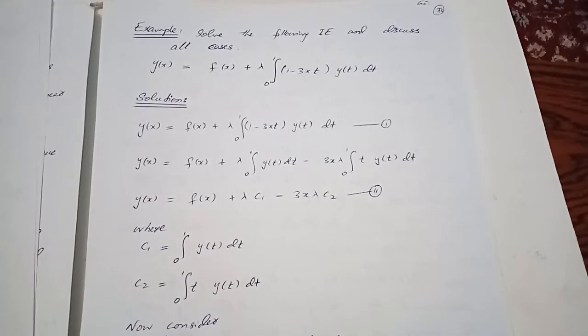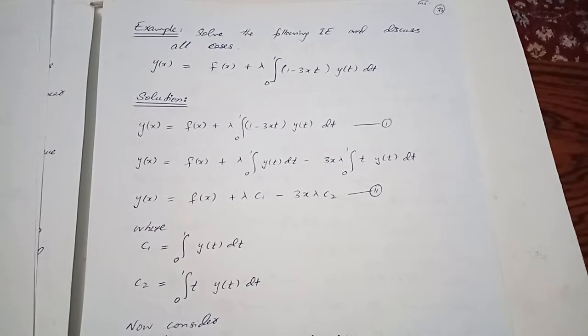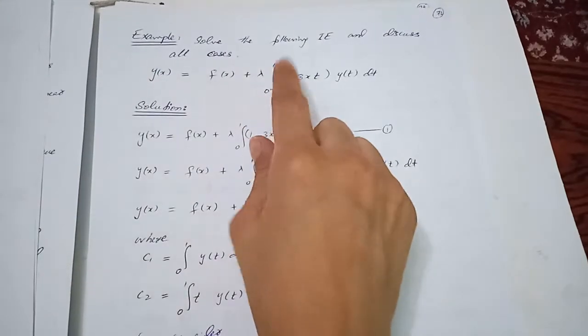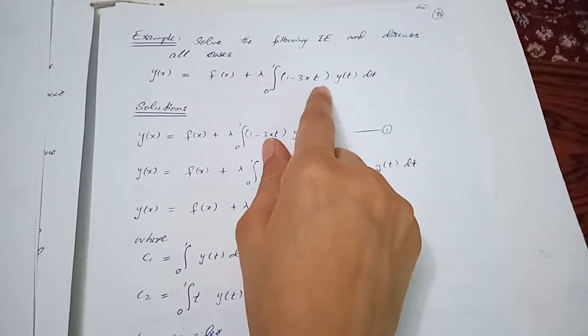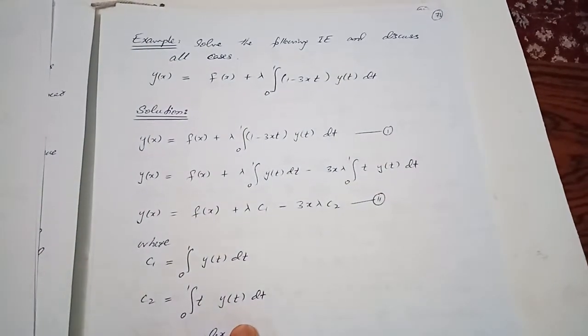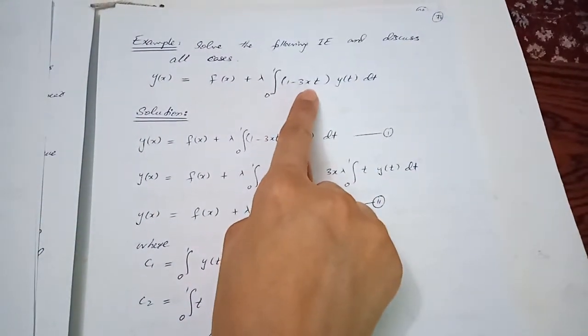We are going to discuss all the cases of solving integral equation. So the example that we're going to solve is: solve the following integral equation, discuss all cases. y of x is f of x plus lambda integration from 0 to 1, (1 minus 3xt) y of t dt. First of all, we know that this is a separable or degenerate kernel.